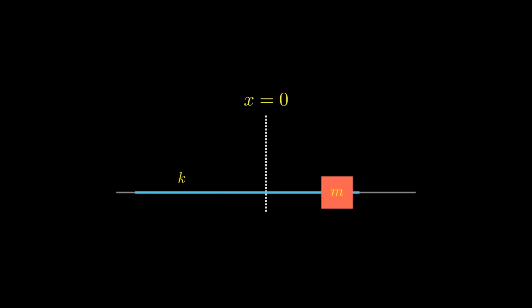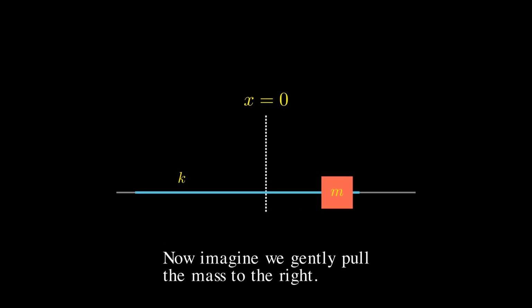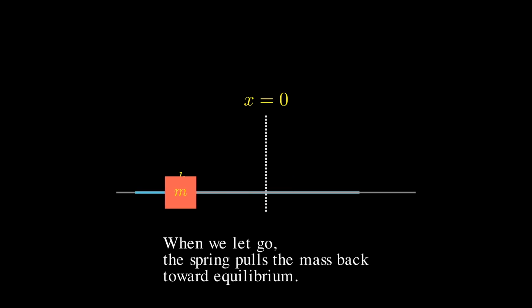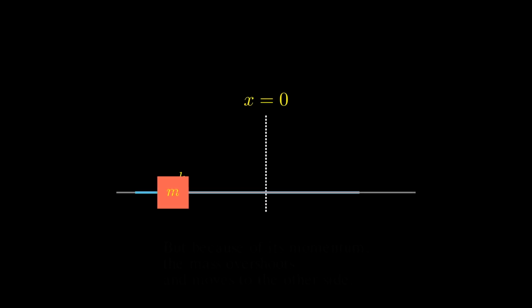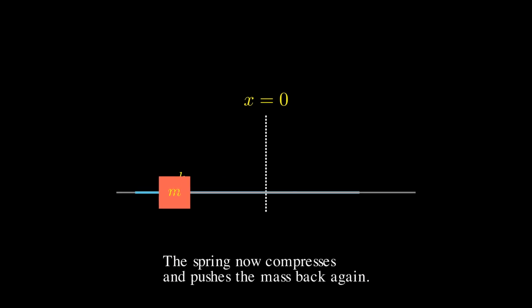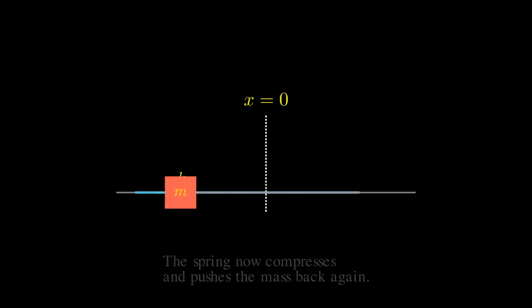Now imagine we gently pull the mass to the right. By stretching the spring, we move the mass away from the equilibrium position. When we let go, the spring pulls the mass back toward equilibrium. But because of its momentum, the mass overshoots and moves to the other side. The spring now compresses and pushes the mass back again. This back and forth motion continues again and again.